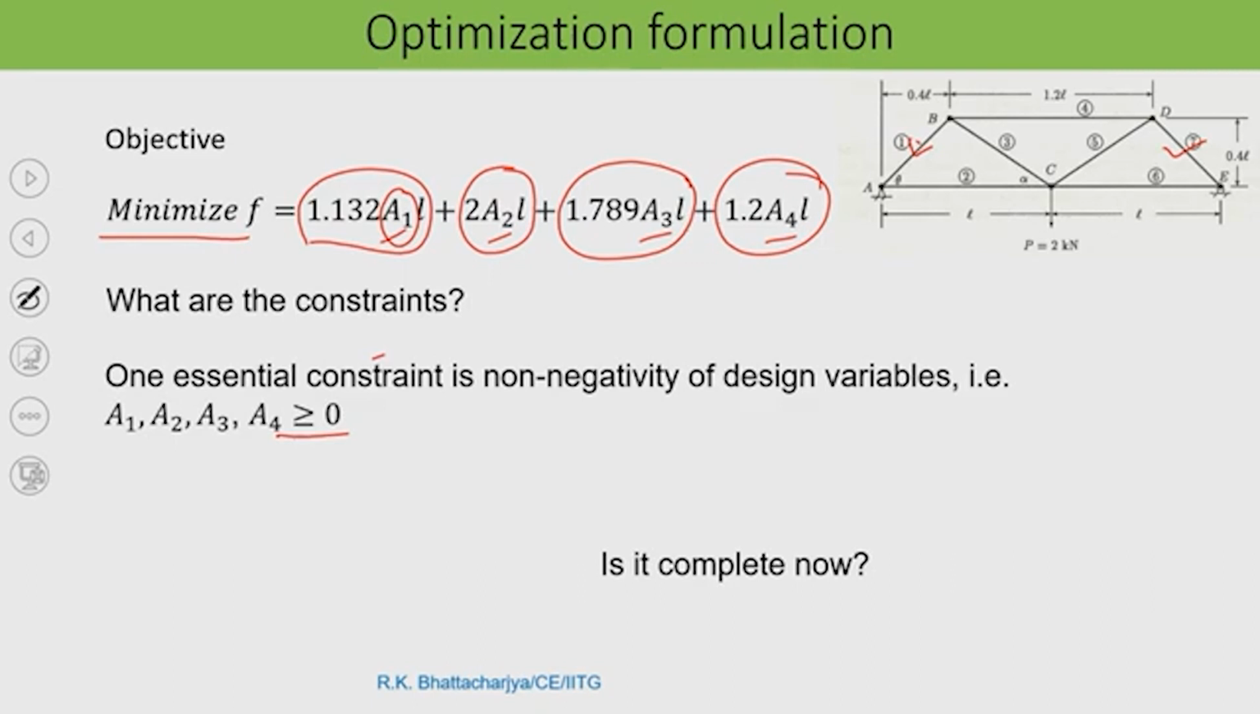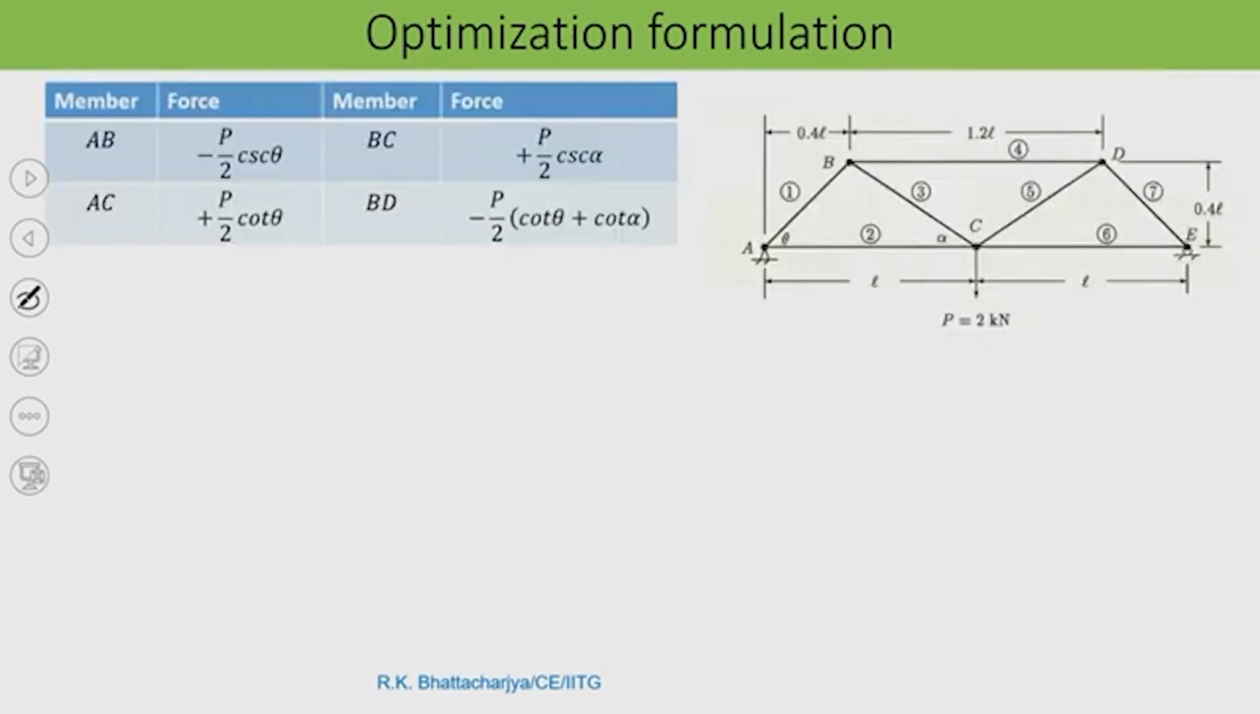So, therefore, this problem is not complete. So, what do you have to put? You have to put the constraints. Okay. So, what are the constraints here? The constraints are that the cross section of the members should be sufficient enough to take the compressive force as well as tensile force.